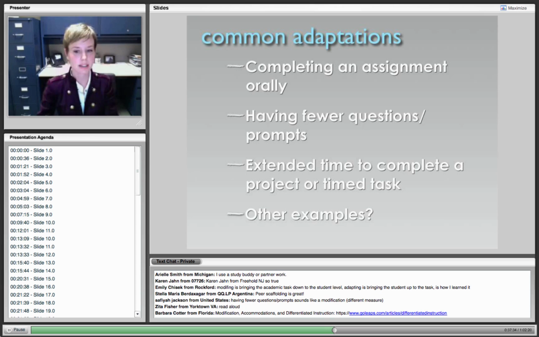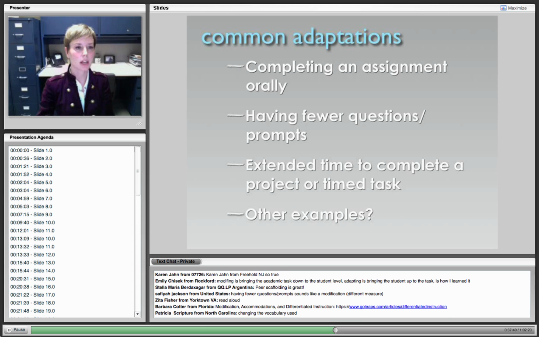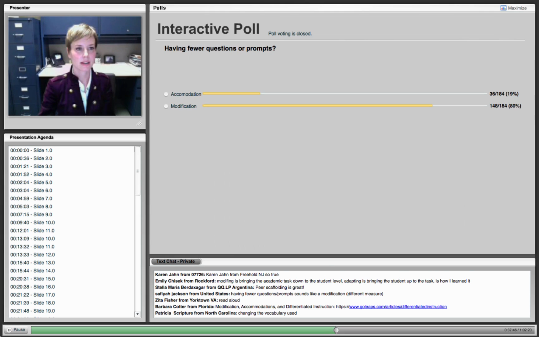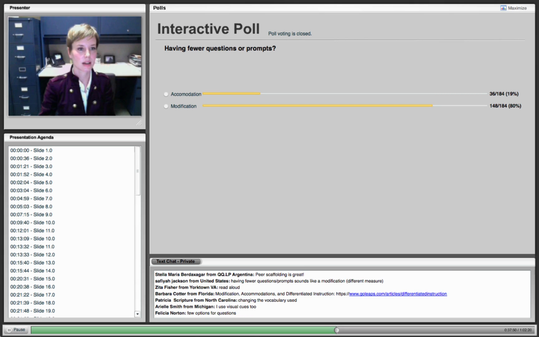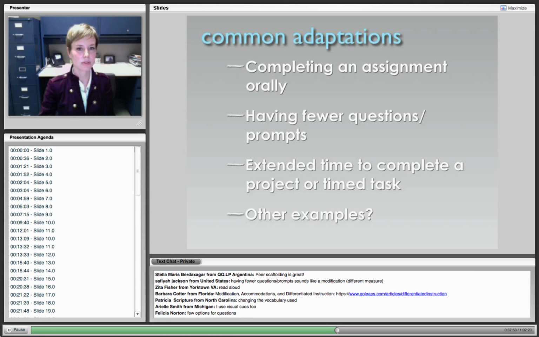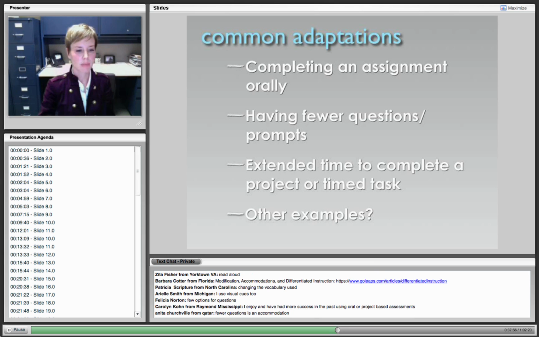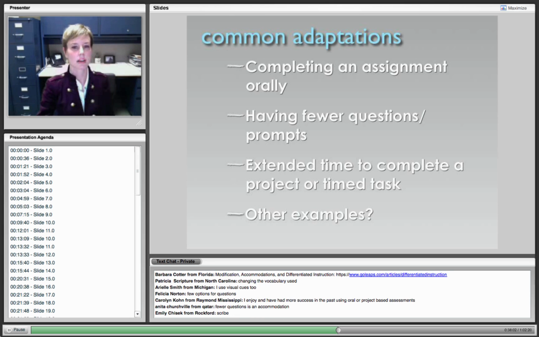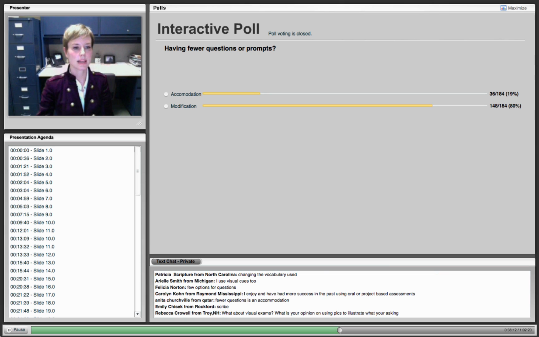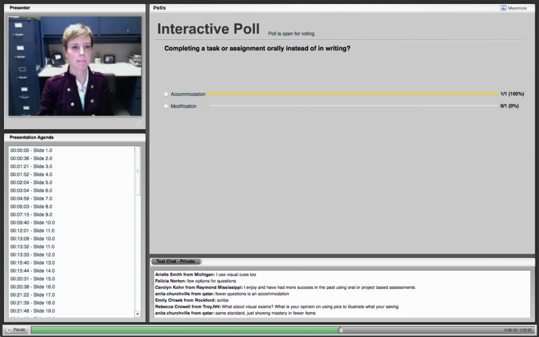All right, so you all are making some good guesses here. So let's think about this for just a minute. And I'm going to open a poll here because there are lots of you on here, and this will be the easiest way to keep the data. All right, so think about those adaptations to yourself. I'm going to open a poll, so you don't need to respond in the text box, but I'm going to ask you which each of these is. All right? So is completing an assignment orally an accommodation or a modification?